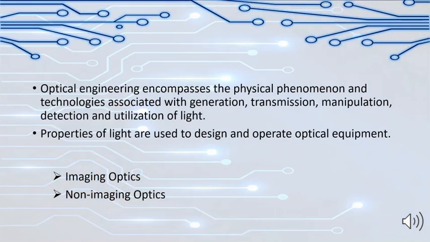Optical engineering is basically a branch which encompasses the physical phenomena and the technologies which are associated with generation, transmission, manipulation, detection, and utilization of light. In this field, various properties of light are used to design and then operate various optical equipment. Now, optical engineering is of two types: imaging optics and non-imaging optics. Imaging optics consist of those devices in which images are formed by using light, while in non-imaging optics, light is used but there is no image formation.